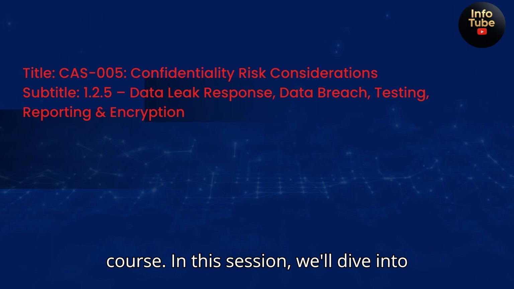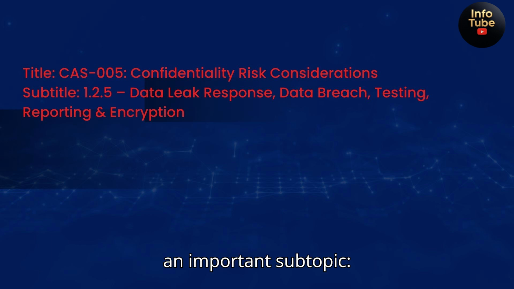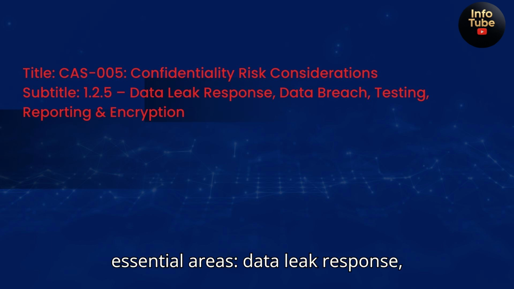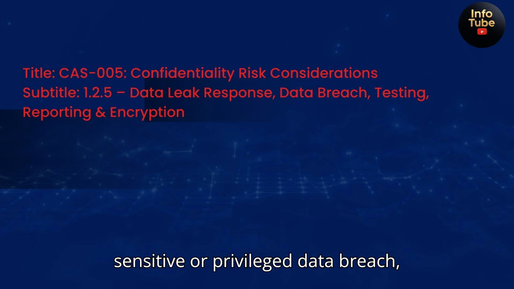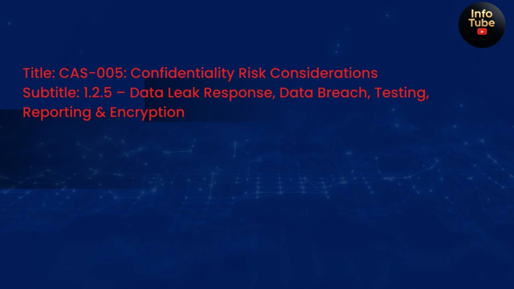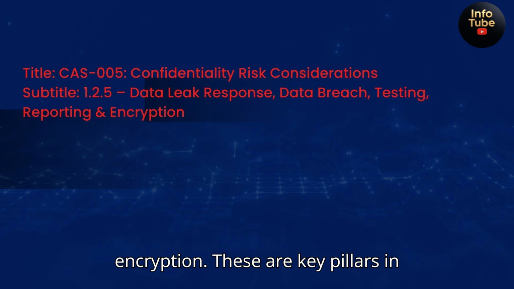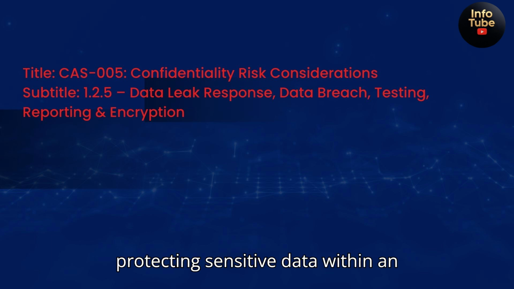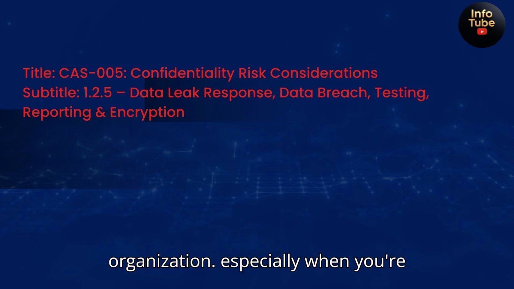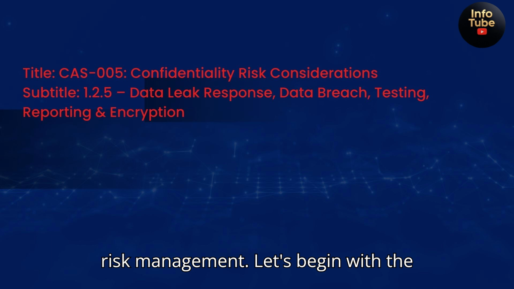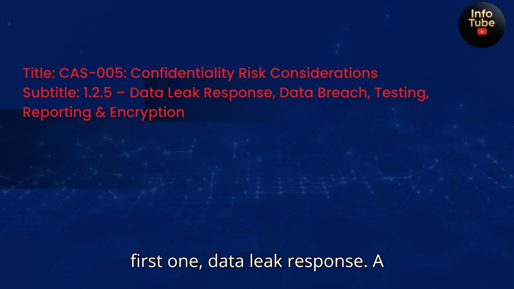In this session, we'll dive into an important subtopic, 1.2.5, Confidentiality Risk Considerations. This covers 5 essential areas: data leak response, sensitive or privileged data breach, incident response testing, reporting, and encryption. These are key pillars in protecting sensitive data within an organization, especially when you're responsible for high-level security and risk management. Let's begin with the first one, data leak response.